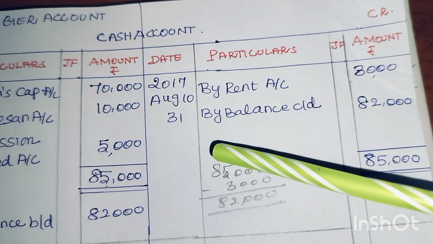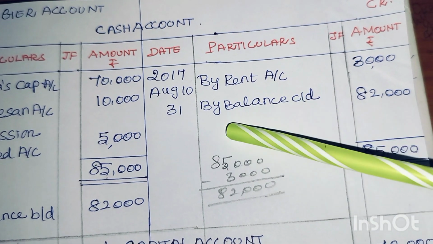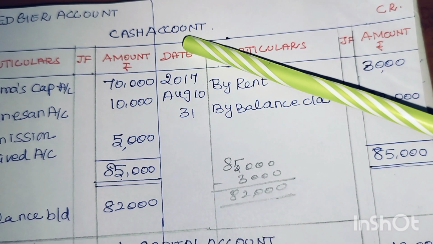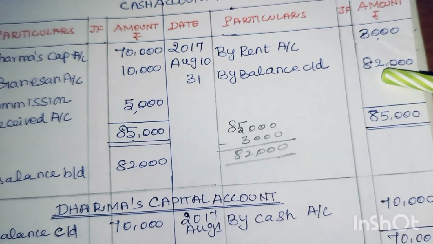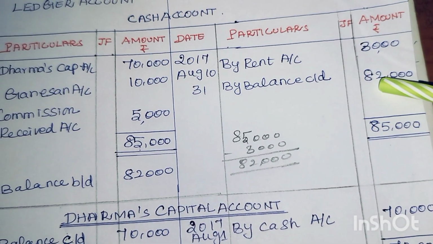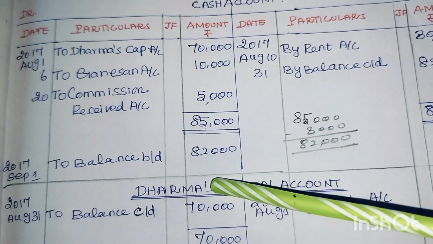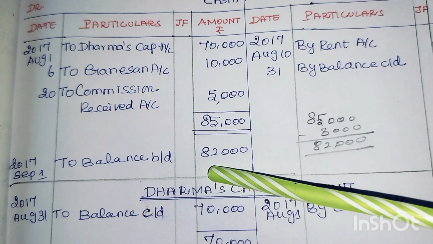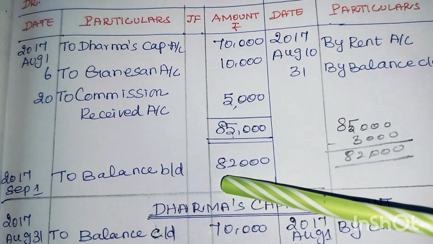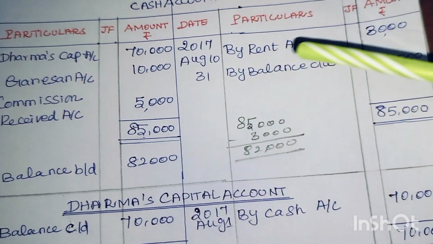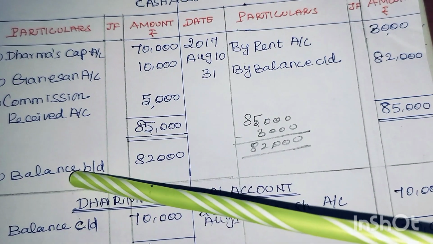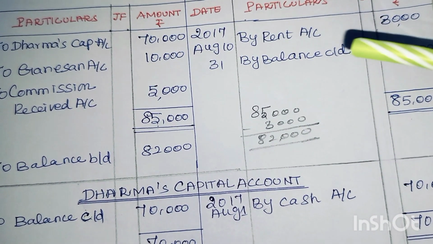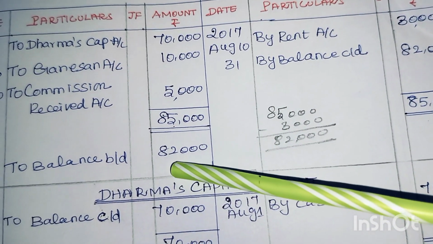Okay, so by balance carry down means the closing balance of the cash account. Then what we do, we have to take this 82,000 and bring it down to the opposite side, below the total. So what is the opposite side? This is the credit side, that is the debit side. So we take this 82,000 from the credit to the debit side.